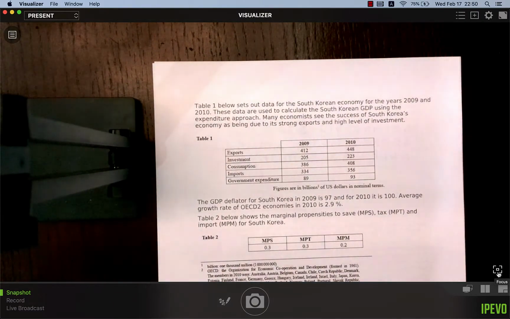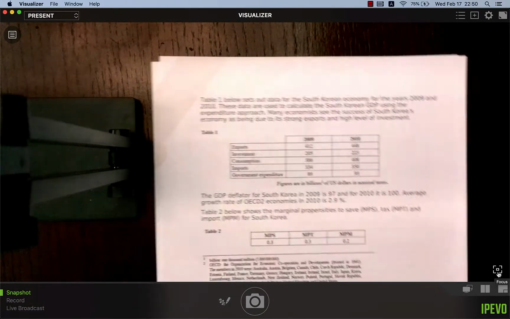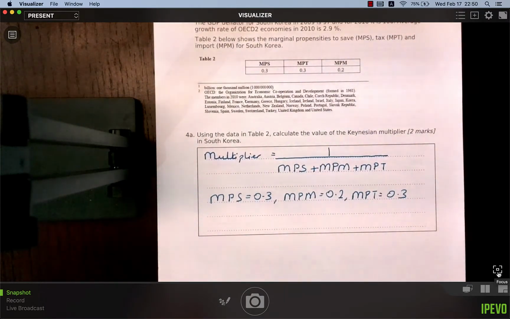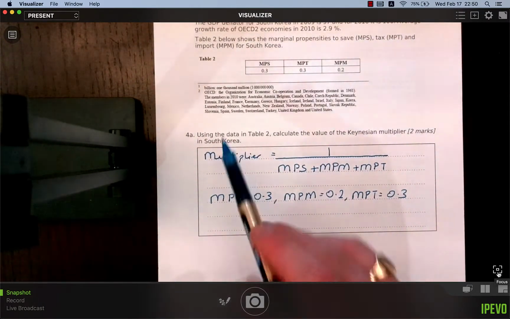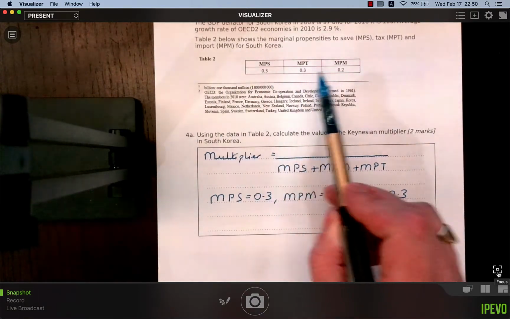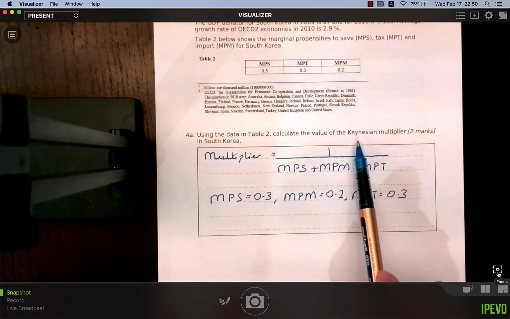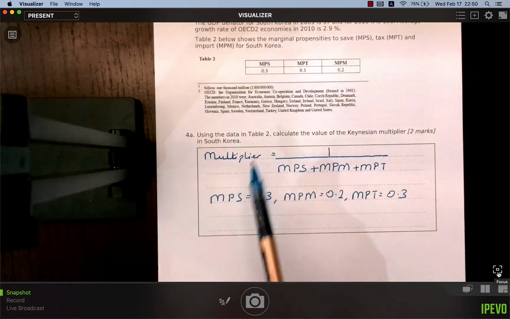Now again, with a lot of these things, there's a lot of stuff that we can ignore. Okay, now this is table 2. We have the MPS, the MPT and the MPM. Using the data in table 2, calculate the value of the Keynesian multiplier in South Korea. I don't know why I couldn't say that word.